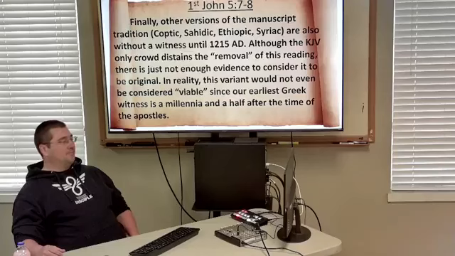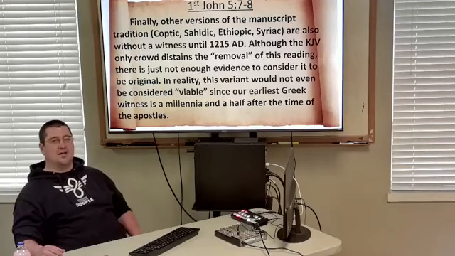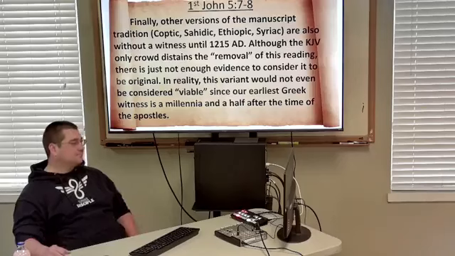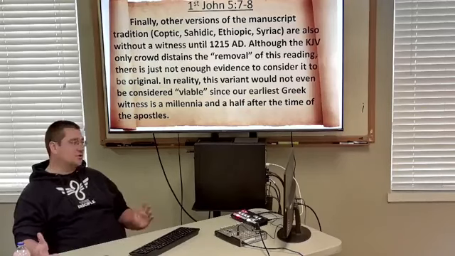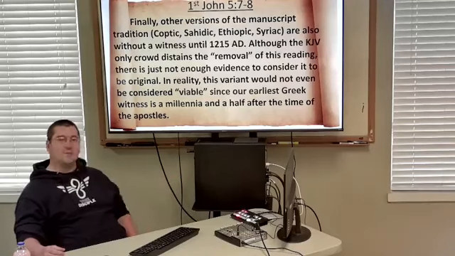But the King James only crowd, they disdain the removal of this reading. They're saying they're trying to remove the Trinity. But there's just not enough evidence for it to be considered original. This variant would not even be considered viable since our earliest Greek witness is a millennia and a half after the time of the apostles.